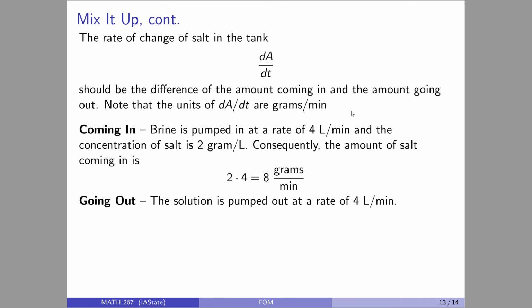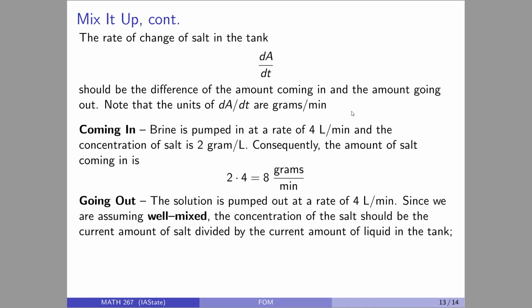All right, now let's talk about going out. The solution is pumped out at a rate of 4 liters per minute. So we have a flow rate, but what's the concentration? What are the grams per liter? We're assuming well mixed, so the concentration should simply be the current amount of salt divided by the current amount of liquid in the tank. What's the current amount of salt? The current amount of salt is A of t.